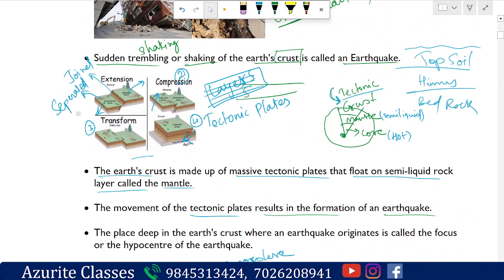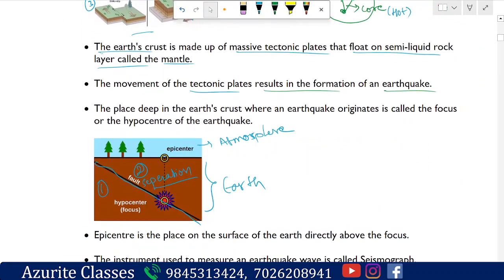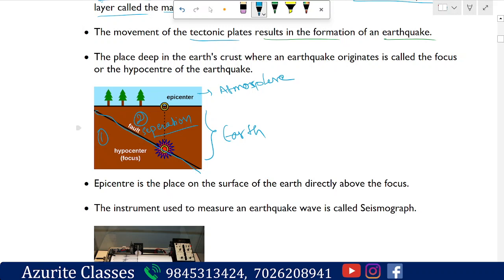So in this green picture, these plates are moving away from each other. This separation line, we say it as fault. The first plate and second plate are moving against each other, and that line is the fault, the separation point. So there has to be one center where it originates.